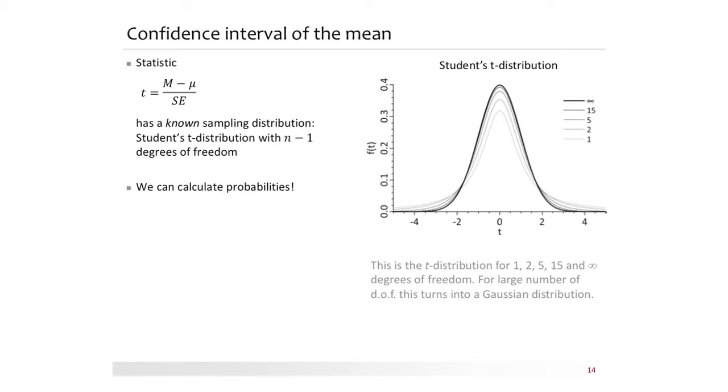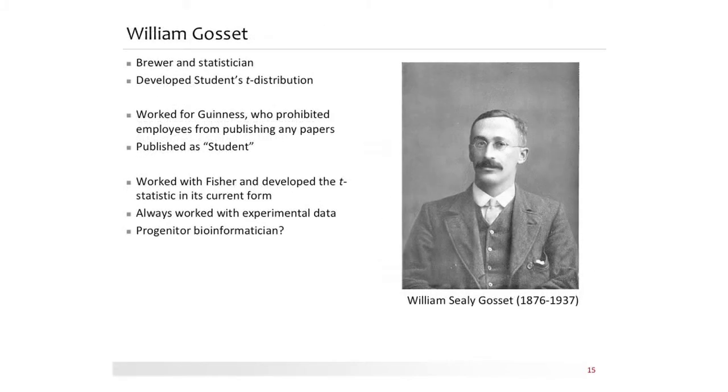Now, Student's t-distribution. Why is it called Student's t-distribution? Well, it was developed and first presented by William Gosset, who was a brewer and a statistician. He worked at Guinness Brewery.